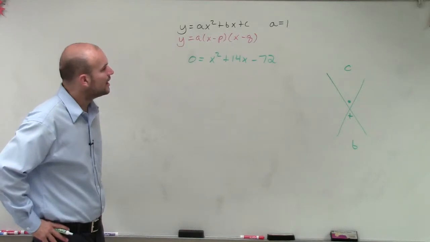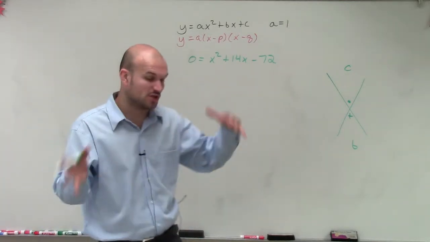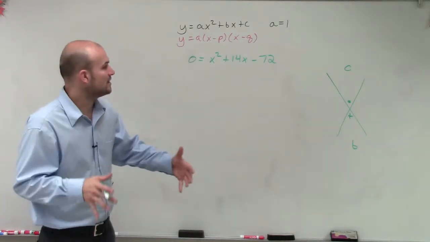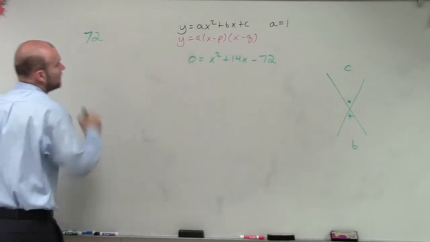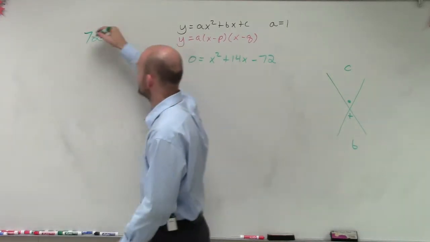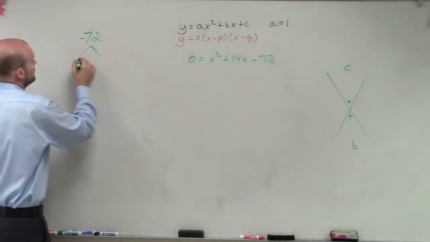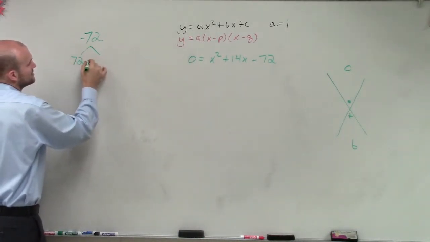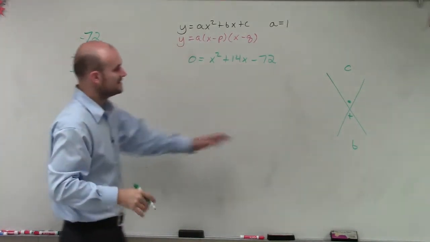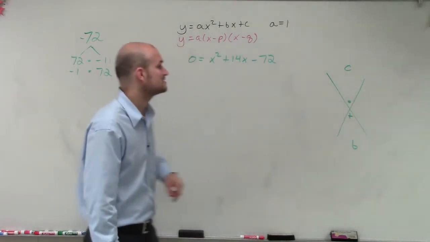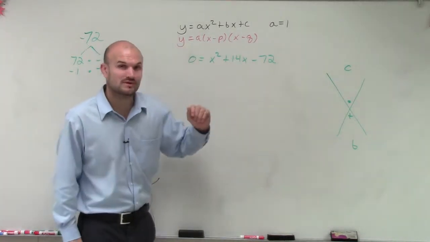So in this case, we have some large numbers. To figure out what values multiply to give us C, we can figure out what the factors would be for C, because there's only so many numbers that multiply to give you a negative 72. So we could say, well, 72 times negative 1, negative 1 times 72, right? These are all numbers that are going to multiply to give me negative 72. But out of these numbers, they have to add up to 14.